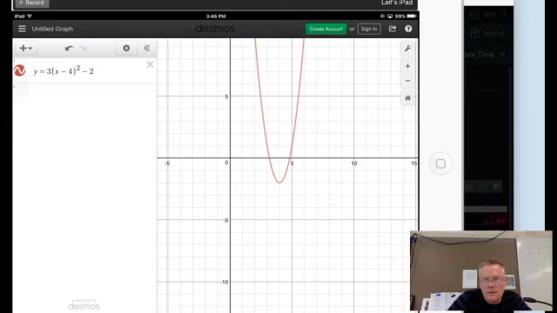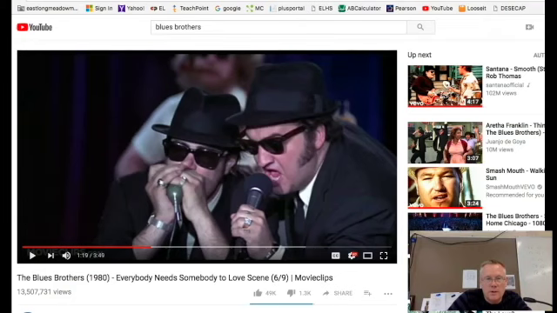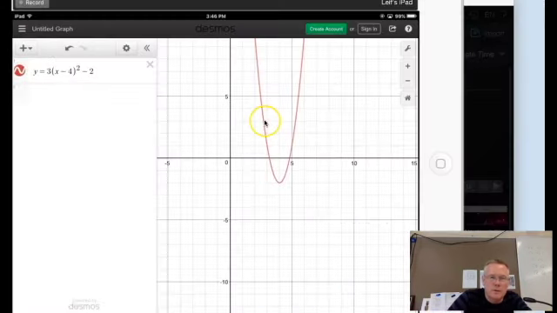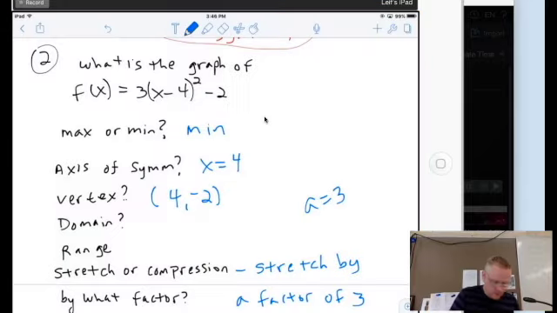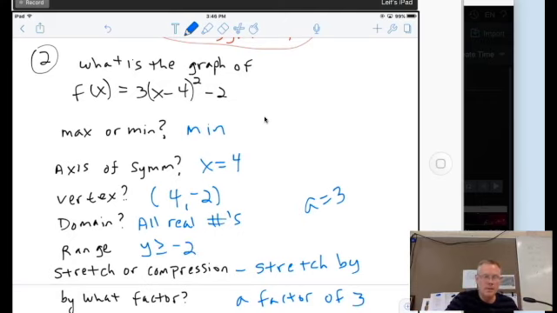So that's that thing. Let me go back over here. Whoops, I clicked the wrong thing. We'll come back to that in a few minutes. All right, so my domain, we said, was all real numbers, and I'm going to use the abbreviation for numbers. The range is y is greater than or equal to -2. Oh, and the stretch and compression. Let me go back to that for a minute.